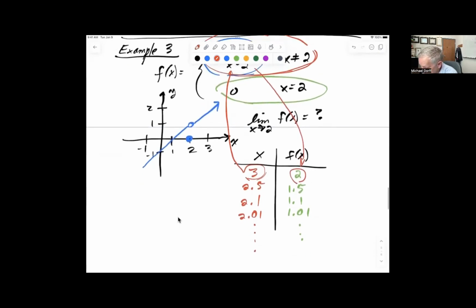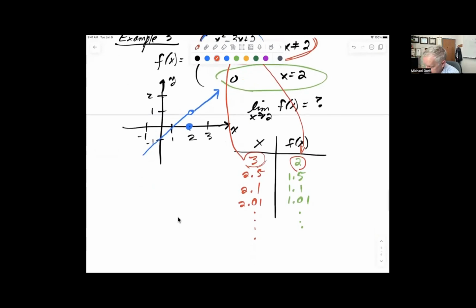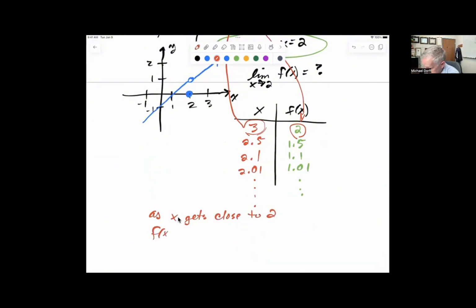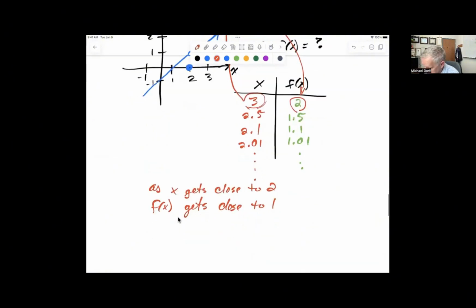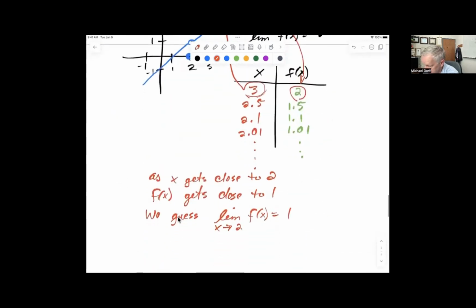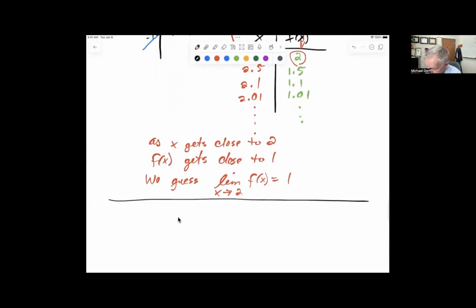So what do I notice is happening? As x gets close to 2, f of x gets close to 1. And so again, we guess the limit as x goes to 2 of f of x is going to equal 1. Notice it's the same thing for all three of these examples, even though they're slightly different functions.